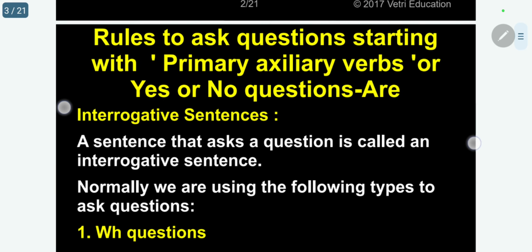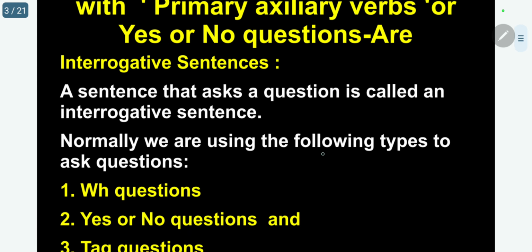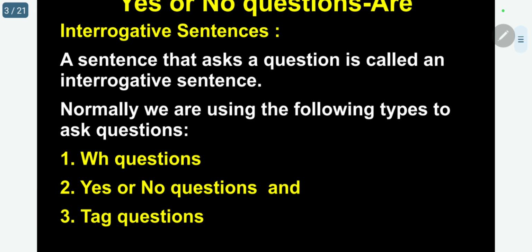Now, rules to ask questions starting with primary auxiliary verbs, or yes or no questions, under this R. Before that, let me give some introduction. What is an interrogative sentence? A sentence that asks a question is called an interrogative sentence. Normally, we are using the following types to ask questions.